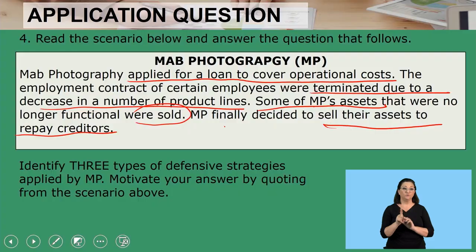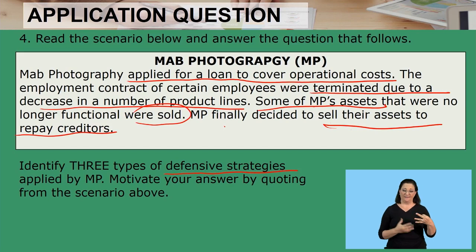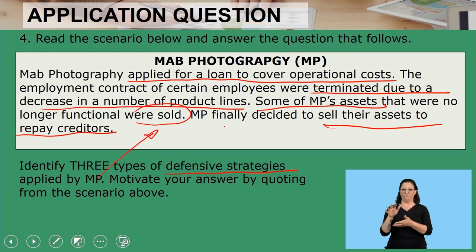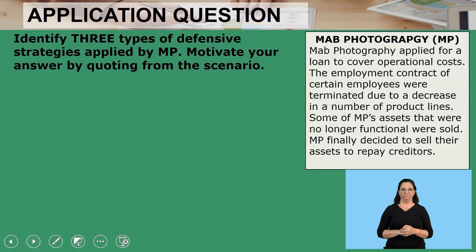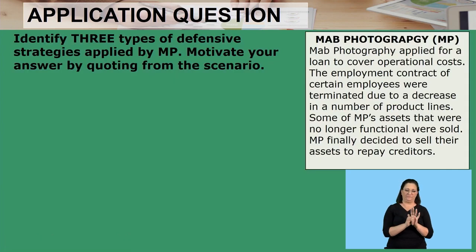Right, identify 3 types of defensive strategies that are applied by MP. Motivate your answer by quoting from the scenario above. Right, so I'm sure you've quoted, you've identified, you understand what to do now. This is a defensive strategy. Don't forget, with a defensive strategy, it is the last strategy or the last resort. We've exhausted all the other strategies, and then this is going to be the last thing that we are doing in a business. Right.